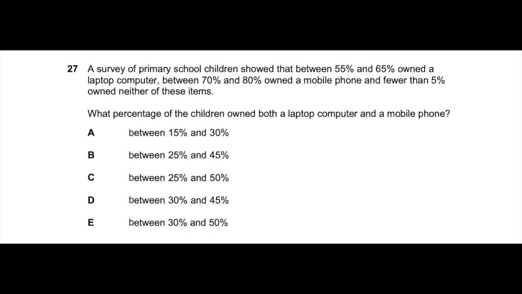Assuming 5%, the maximum, of children owned neither a mobile phone nor a laptop computer, and the maximum percentage of children owned a laptop computer and mobile phone, 65% and 80% respectively, then the maximum percentage of children that owned both was: 100 minus 5 equals 95% of children either own a laptop, a mobile phone, or both. 95 minus 80 equals 15% of children do not own a mobile phone but can own a laptop. 65 minus 15 equals 50% of laptop owners that must also own a mobile phone. Therefore, option C is correct.